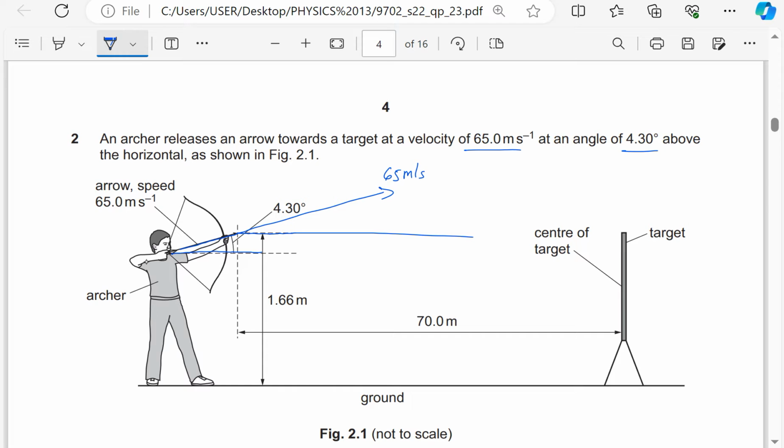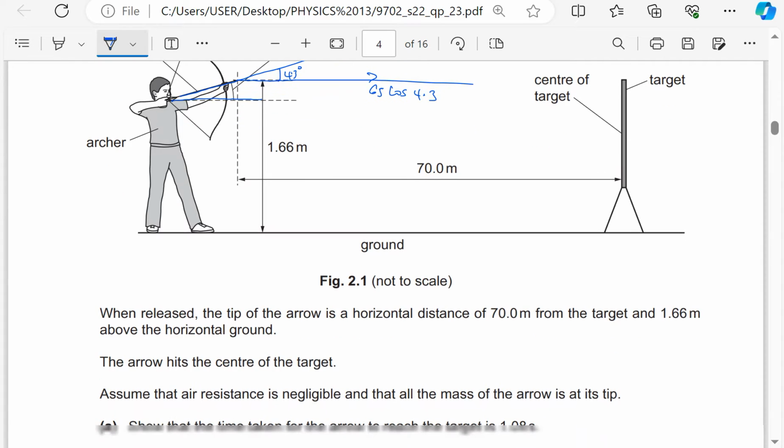So this angle is 4.3 degrees. It is the same angle. If I draw a horizontal line here, this is 4.3 degrees. So if I resolve 65 to the horizontal, it will be 65 cos of 4.3 degrees.